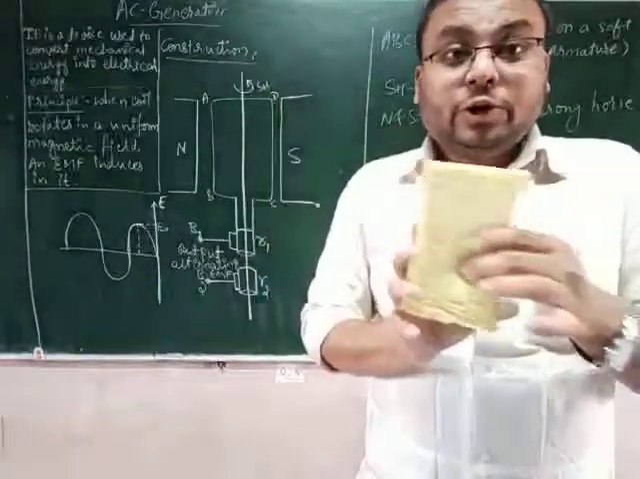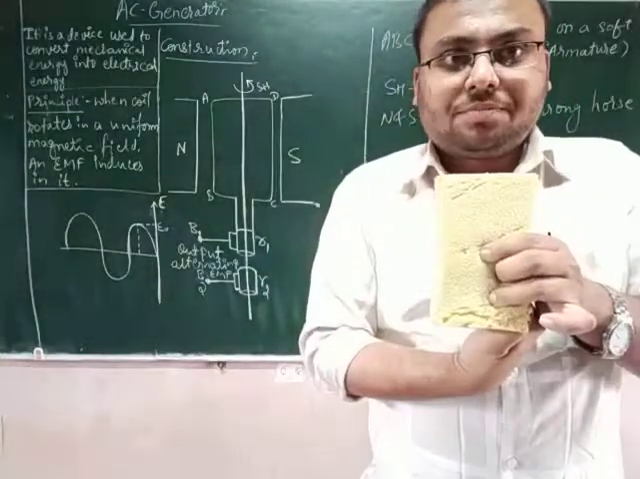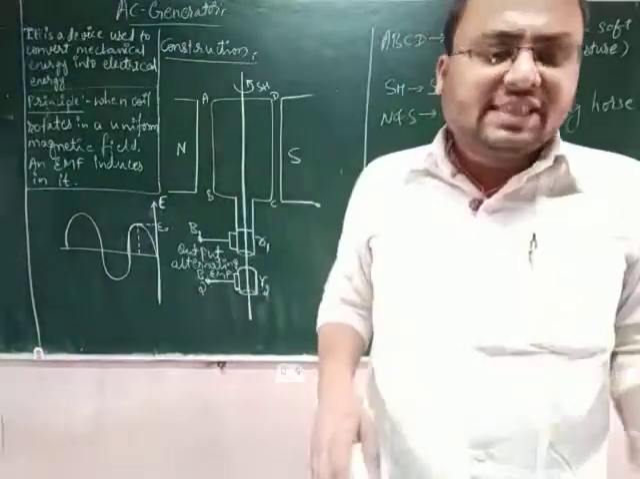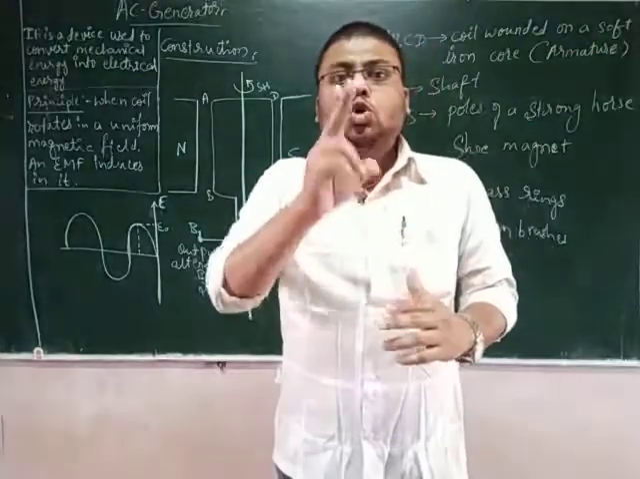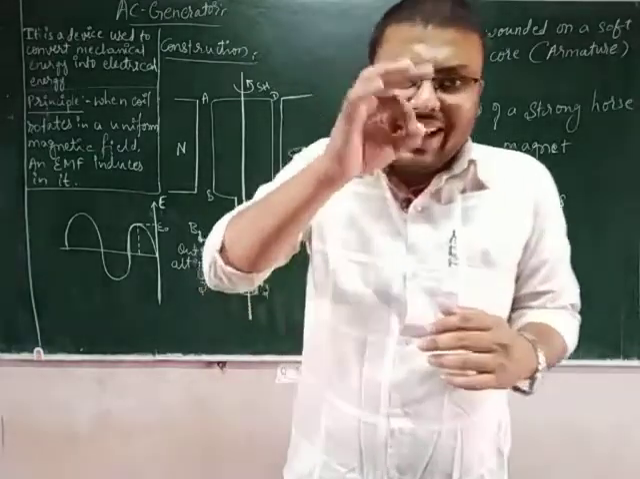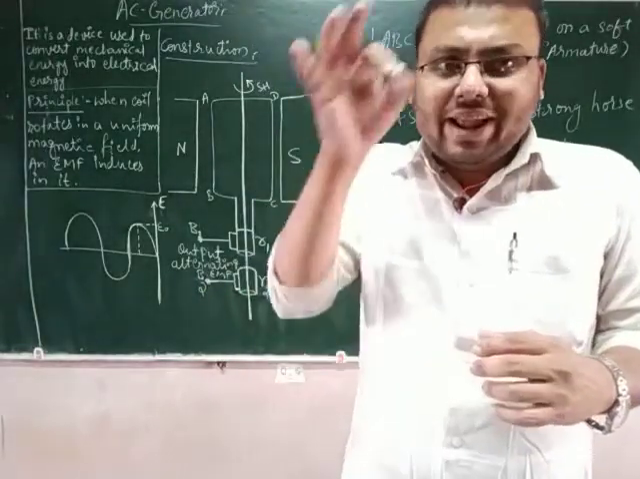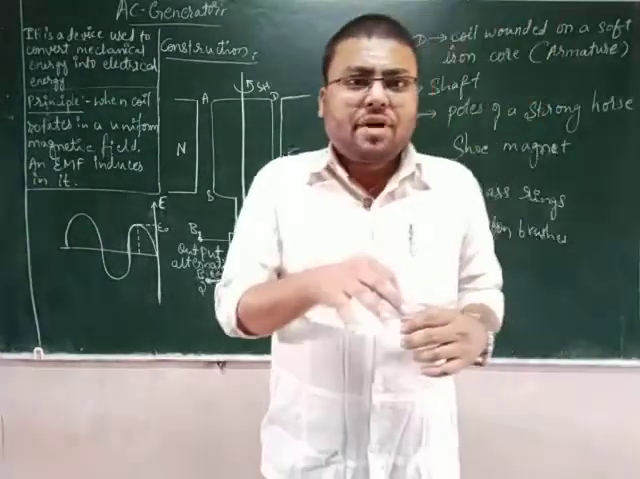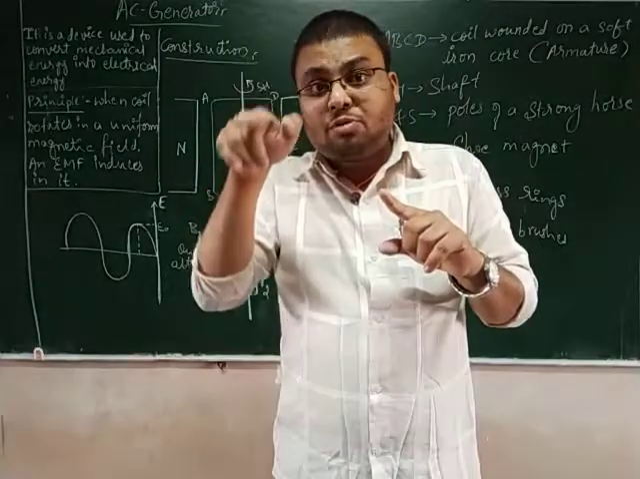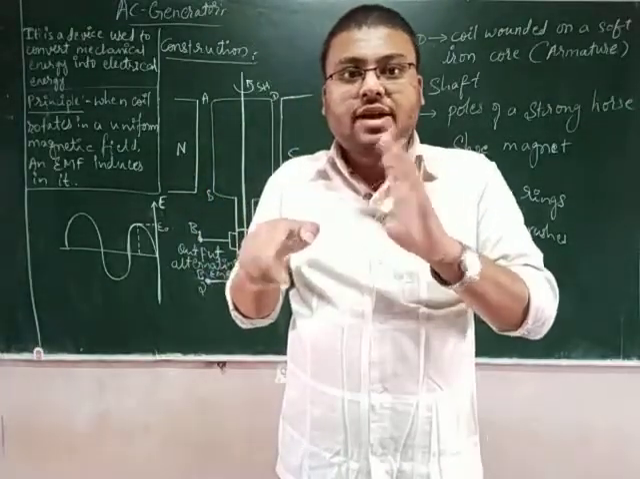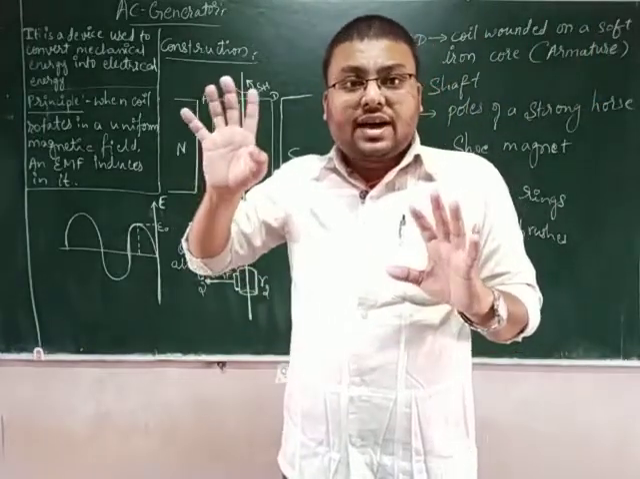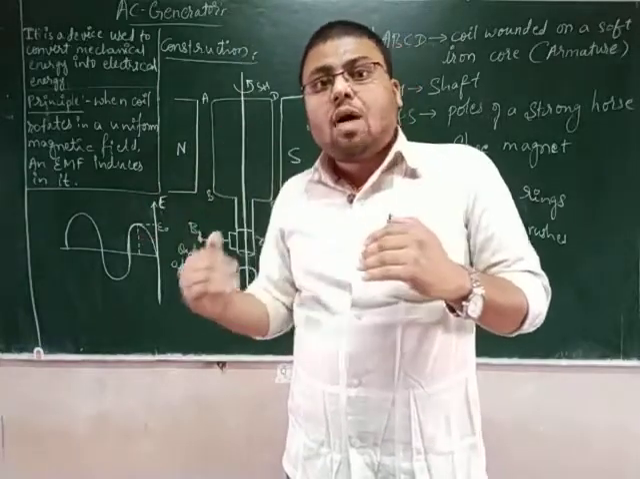Okay. So during one complete cycle, whatever EMF is induced inside the coil has two polarities. For each half cycle, the EMF induced inside the coil will increase from 0 to maximum and then maximum to 0. In the next half cycle, again it will increase from 0 to maximum and again from maximum to 0, but in the opposite direction.